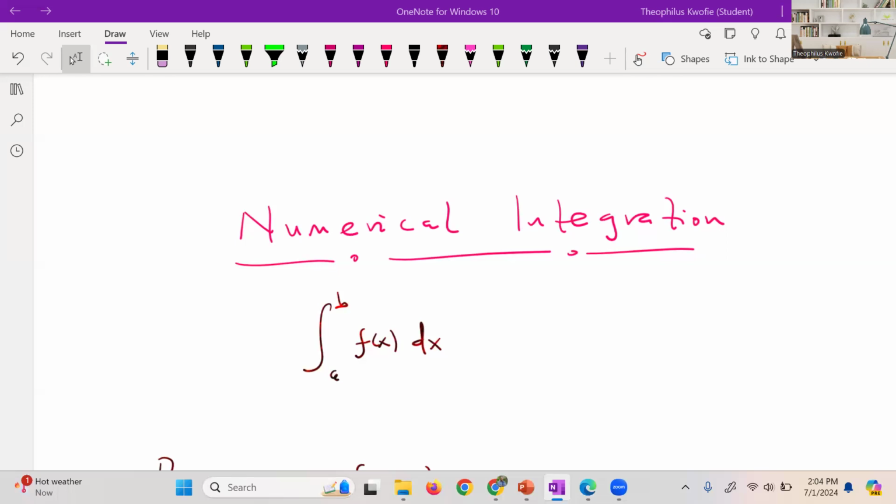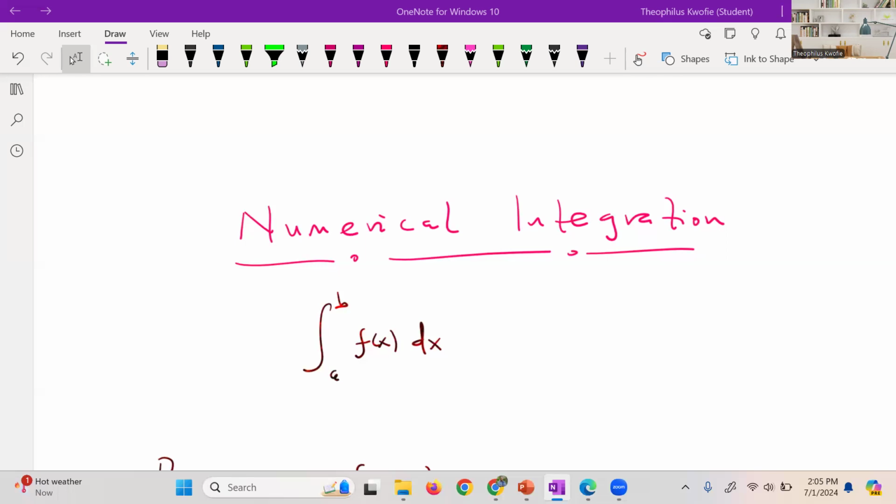Another reason may be that the data may not conveniently fit into a common function that can be integrated directly or easily. So in such a situation, we have to resort to another powerful technique. And today that is the goal. Today we are going to look at numerical integration, which helps us get an approximate value of the area under the graph of a function within a particular domain.